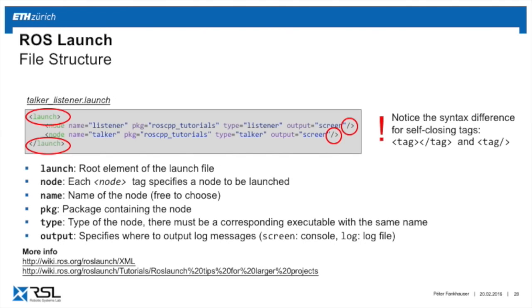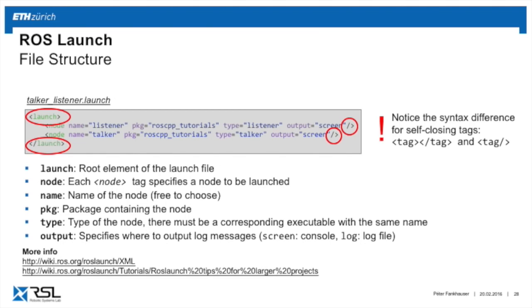Now, if we look at this listener and talker launch file, this is how it looks. You have at the bottom and the top a launch XML tag, and then you see that we have two lines to start the two nodes. Each node tag line specifies which node to run. It has the parameter name. This is an arbitrary name that you can choose to run the node under.